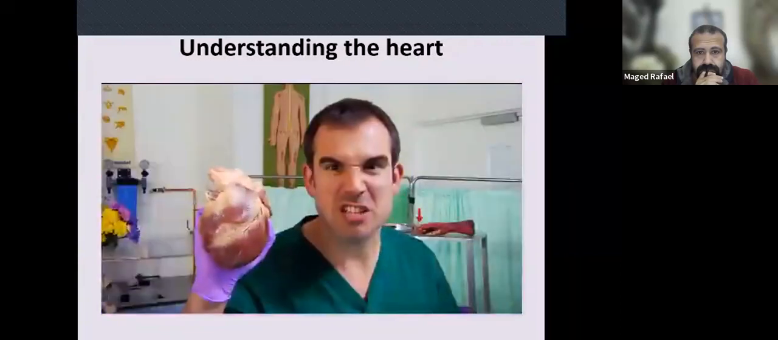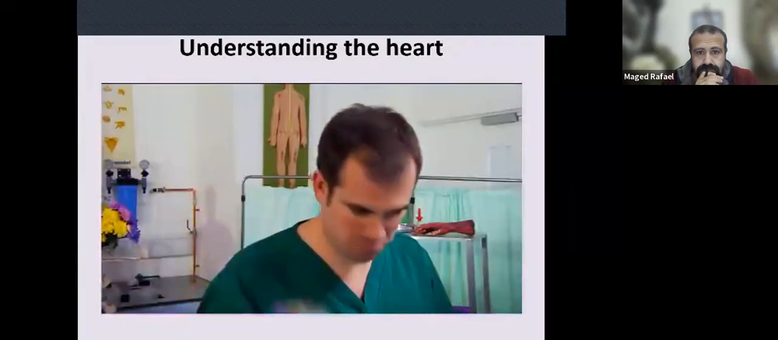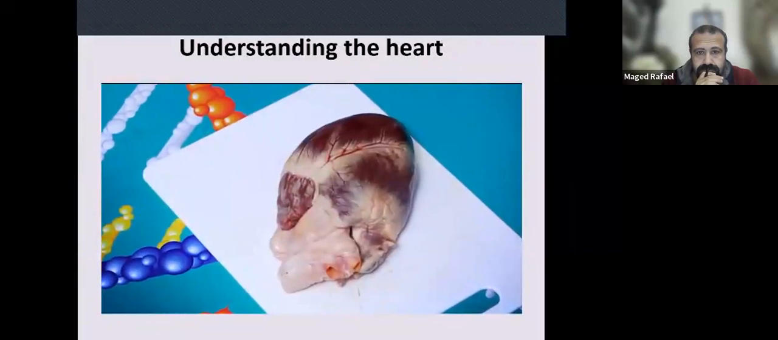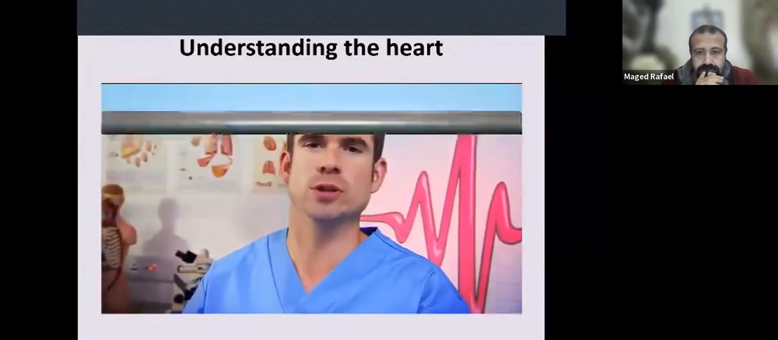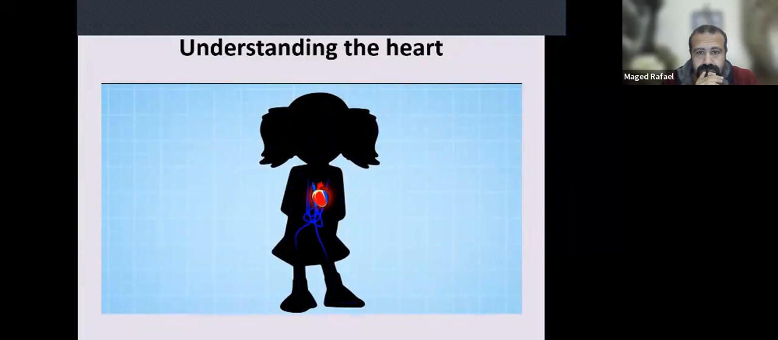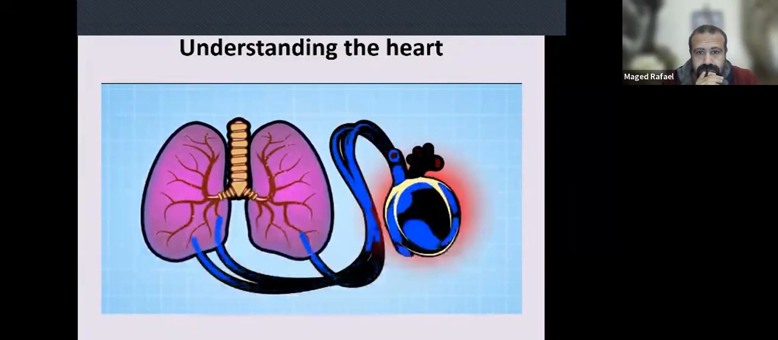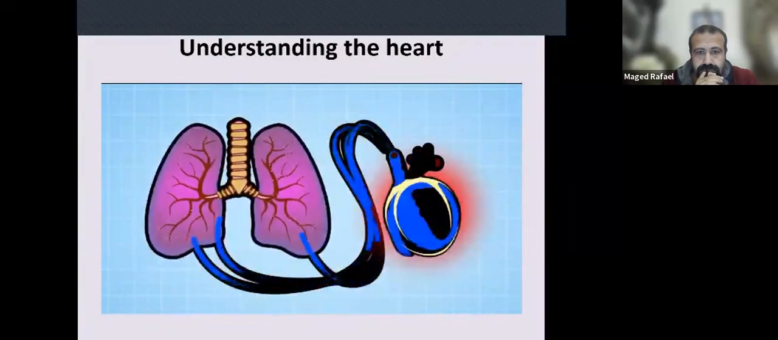Check this out. This is a real heart. It's from a pig, but don't let that put you off. It's very similar to a human heart, and it's a pump with no equal. Blood arrives in the heart all tired and out of oxygen. The heart pumps it straight to the lungs, where it collects new oxygen.